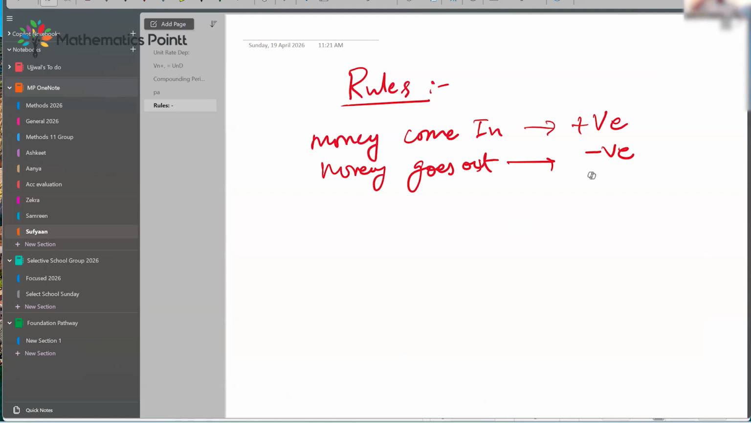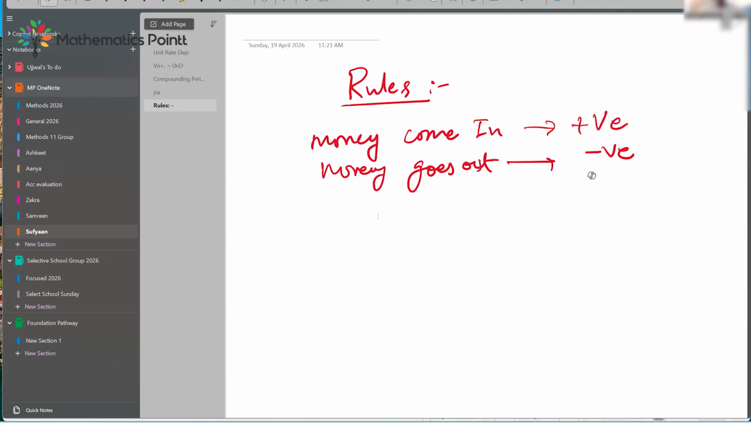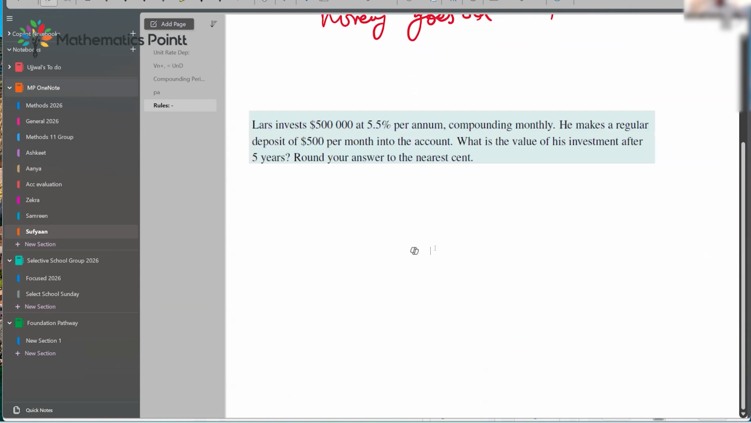Let us say, and I'll come back to financial solver, we are doing a classic loan scenario. Let me just pop this here. Now it says Lars invests. Lars, if you can open your financial solver alongside, that'll be wonderful, right?